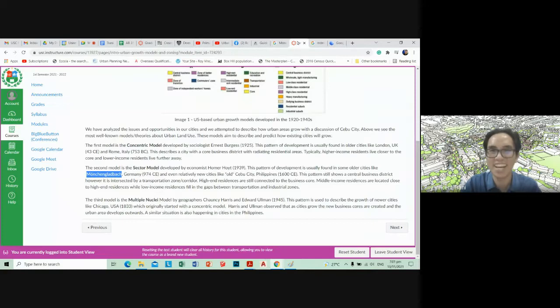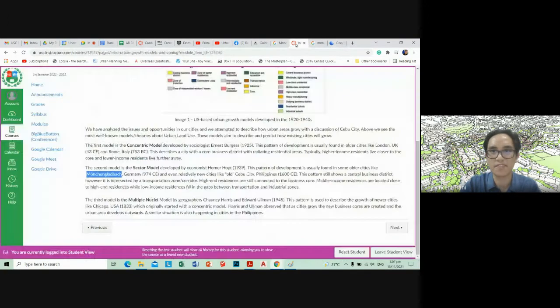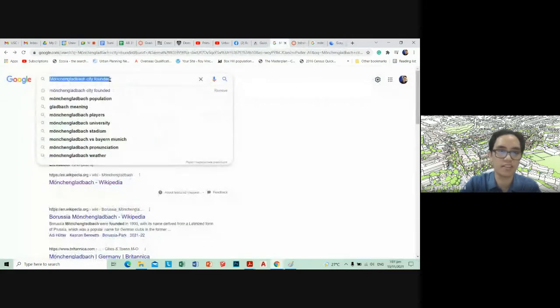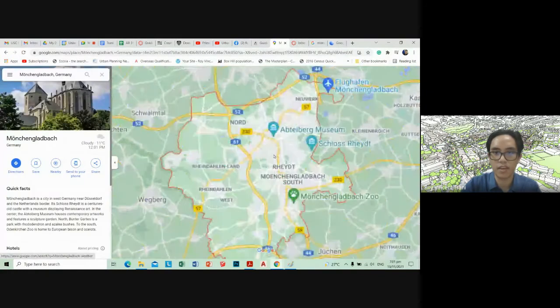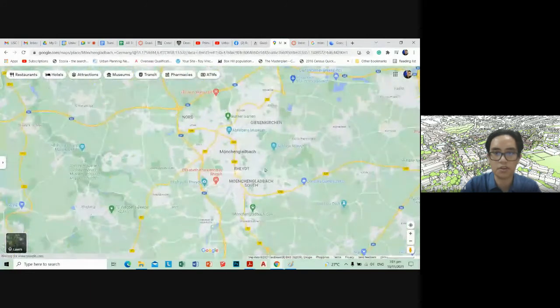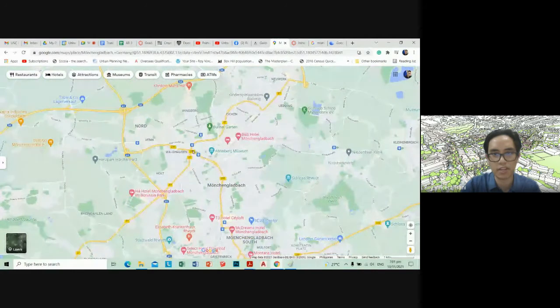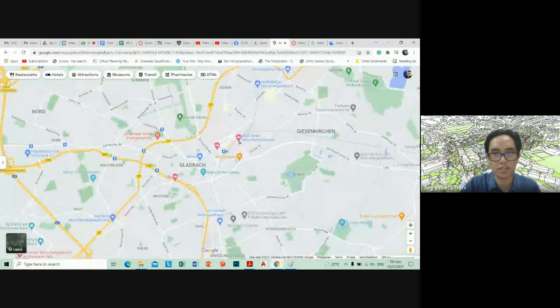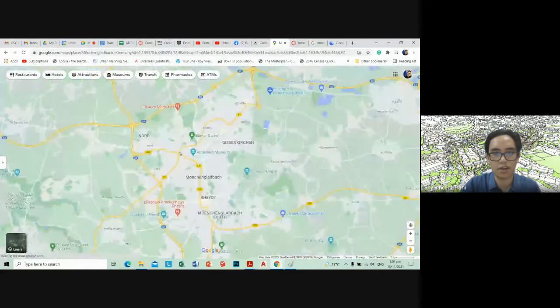Mönchengladbach. Anyway, so let's take a look at that city over here. And then you can see the transportation corridor, like adjacent, like it could have been this one over here. You see another train station in the center, and then like highways along the western side of the city.